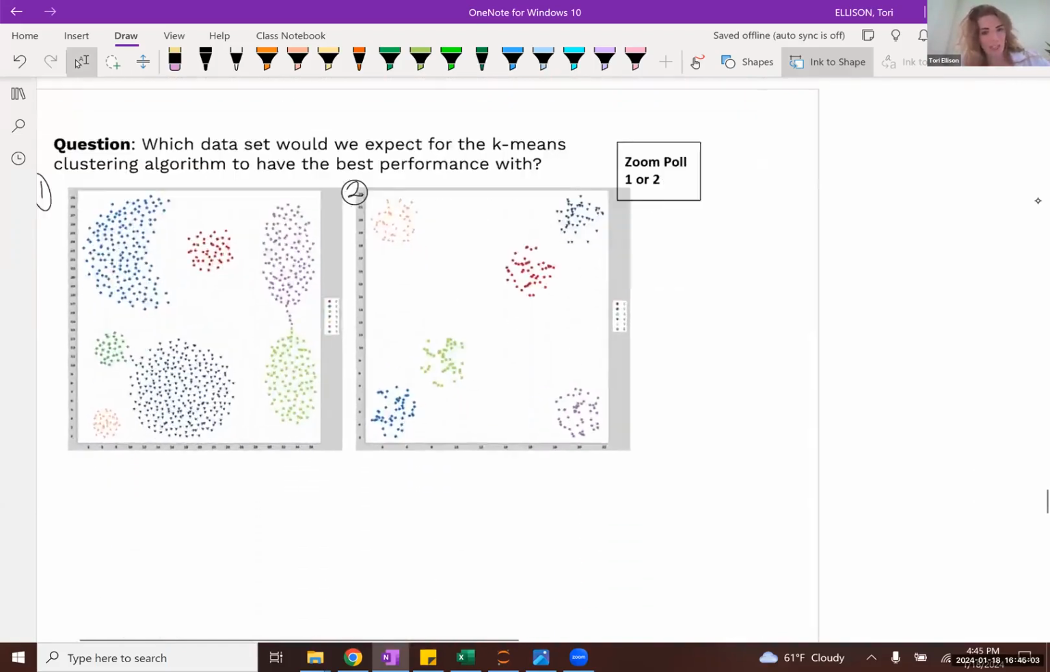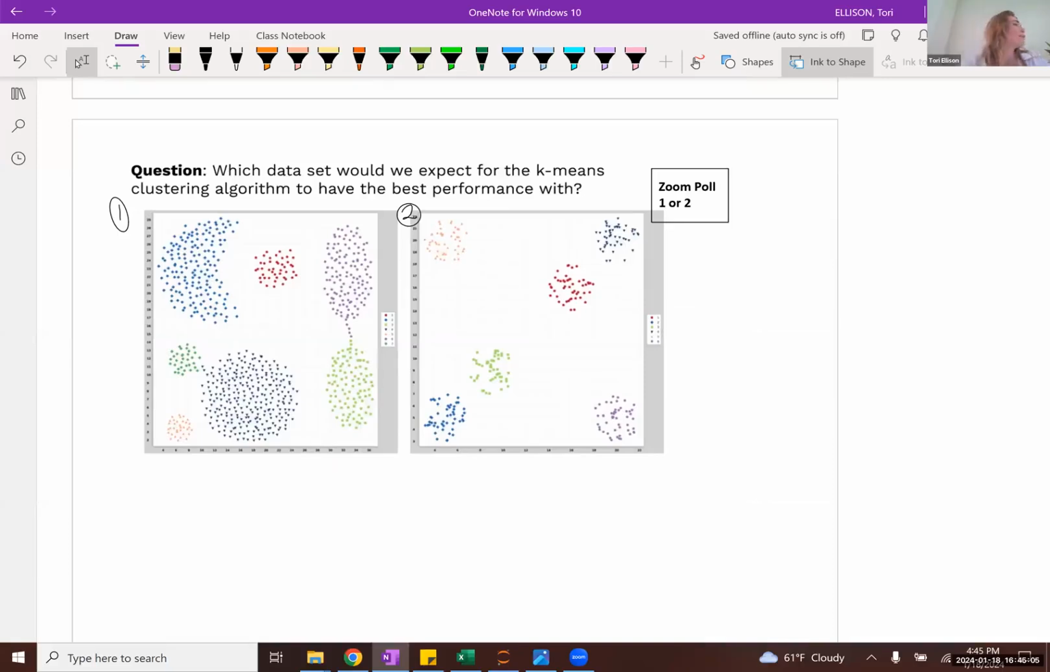Just to test your understanding, which of the following two data sets do we think would be better or more well suited for k-means? I'm going to put a poll. Hold on. Data set 1 or data set 2? That is the question. And if you have an opinion, if you think one of these data sets does not meet all the ideal assumptions, start writing up in the chat what are some problems with the data set that you've identified.